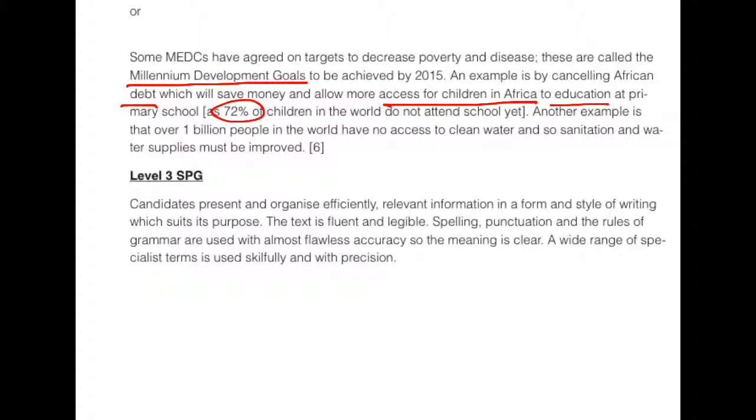72% of children in the world do not attend school yet. Another example is that over 1 billion people, figure again, in the world have no access to clean water, and so sanitation and water supplies must be improved. 2 points with fact, figure, place equals top level 3, 6 out of 6.